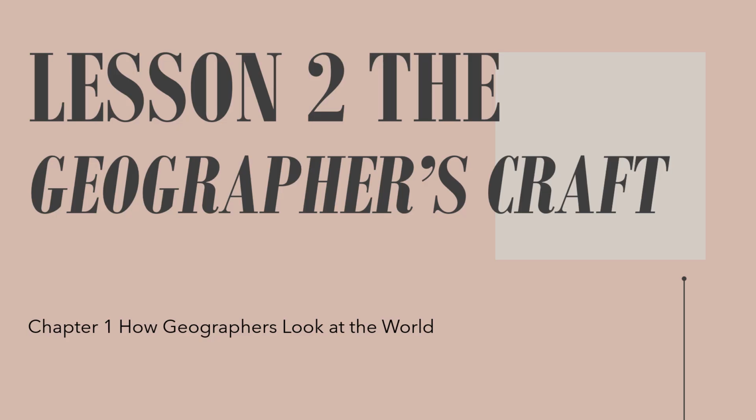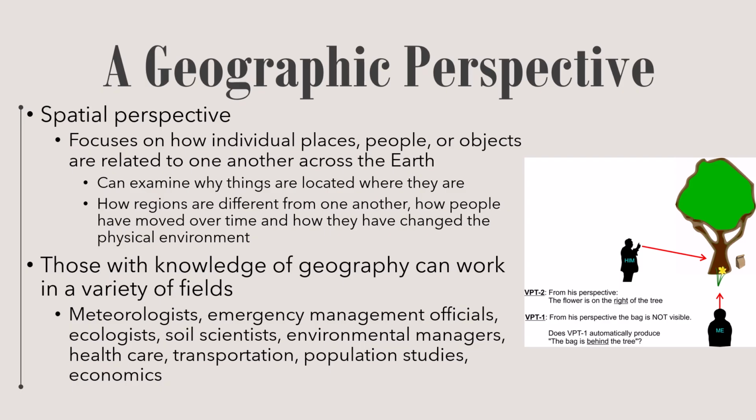Okay, so for lesson 2, we are going to look at how geography is viewed and how geographers look at the world. They are going to do that by using something called the geographic perspective, which is also known as a spatial perspective. This is how individual places, people, or objects are related to each other. We can look at why things are located in a specific area.